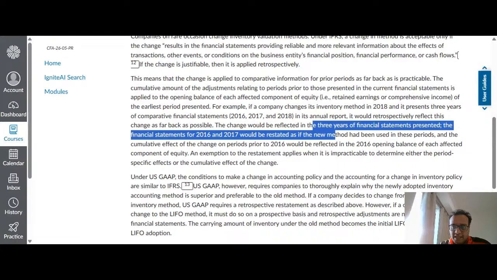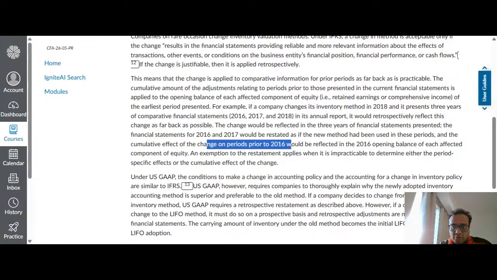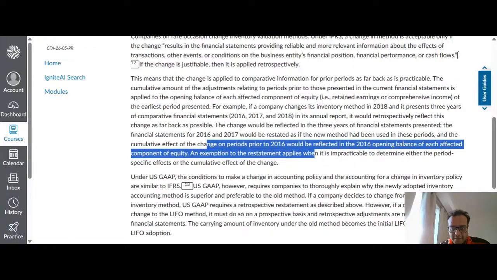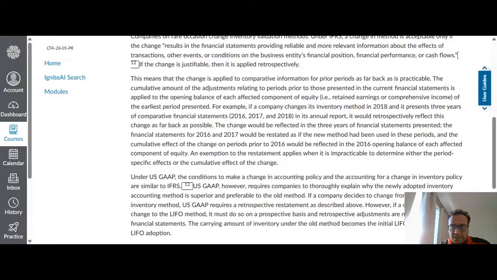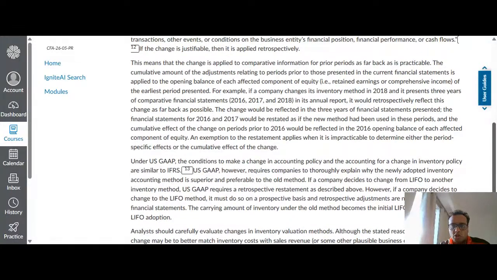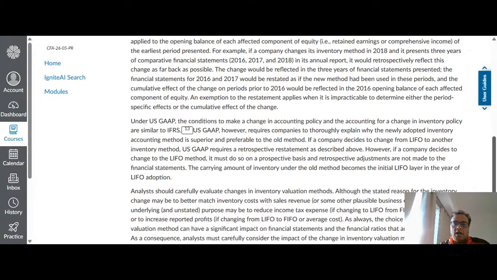16, 17 will be restated as if the new method had been used in those period years, and cumulative effect of the change on the periods prior to 2016 will be reflected in 2016 opening balance of such affected component of equity. An exemption to restatement applies when it is impracticable to determine either the period specific effects or the cumulative effect of the change. Under US GAAP, this is what we saw for IFRS.